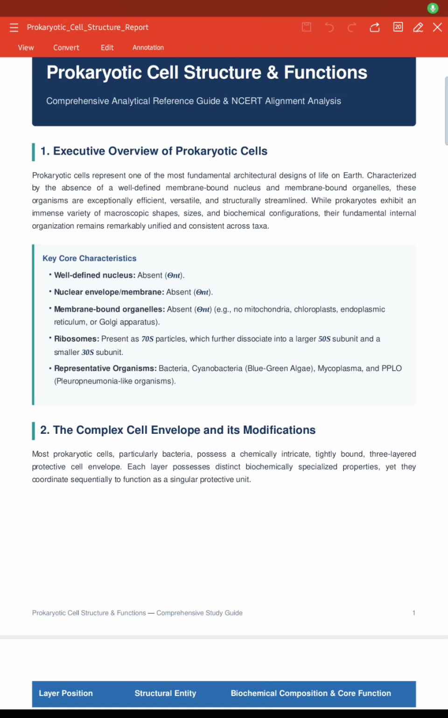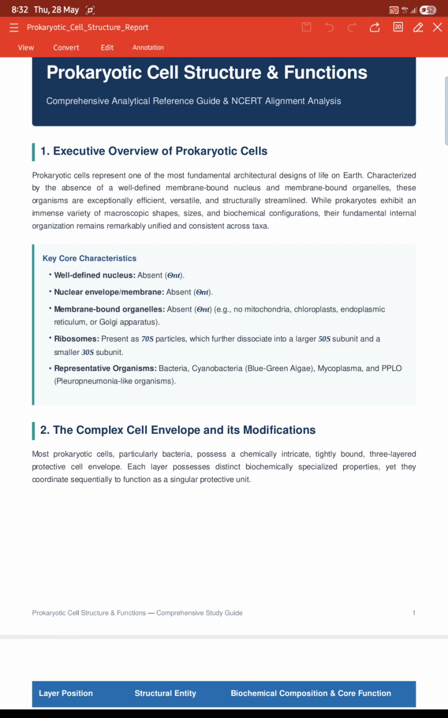Hello everyone. Today we are going to learn about prokaryotic cell structure and its functions. Today I'll tell you the overview of the prokaryotic cells and their functions. Topic number 1: executive overview of the prokaryotic cells.